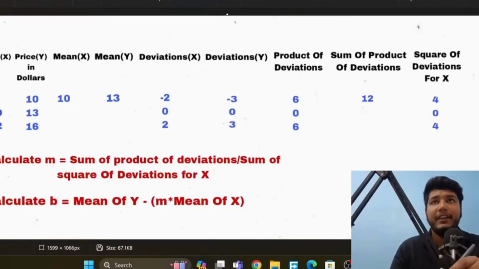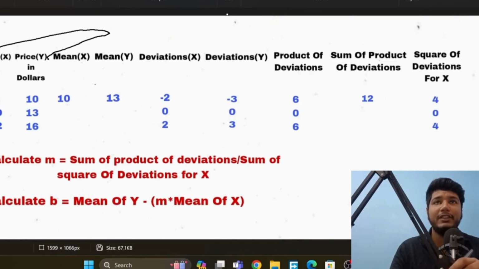Just look here, age and price. Age and price is the data we have collected. So x is the independent variable and y is the dependent variable. So here we have collected the data. First we will calculate the mean of x. We will add all of this, 8 plus 10 plus 12, and divide by how many values there are. 1, 2, 3 values. So the mean is equal to 10.